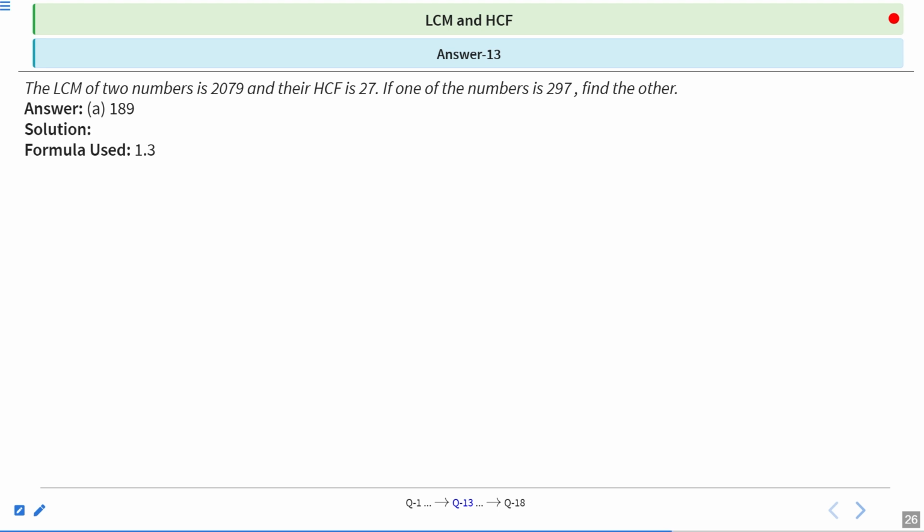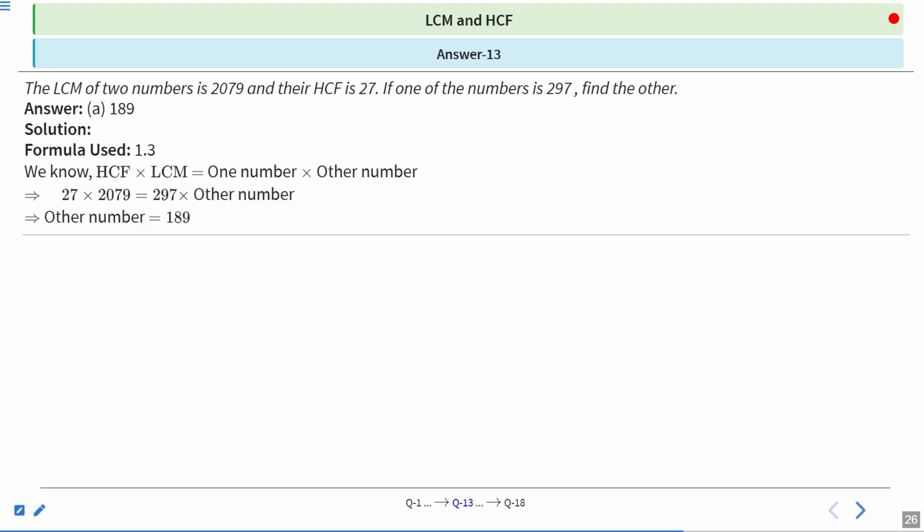We are using formula 1.3 to solve this question. According to the formula, LCM into HCF should be equal to one number into the other number. Putting the values of HCF and LCM, we get 27 into 2079 should be equal to 297 into the other number. So the other number is going to be 27 into 2079 upon 297, that is 189. So option A, 189 is the correct answer.